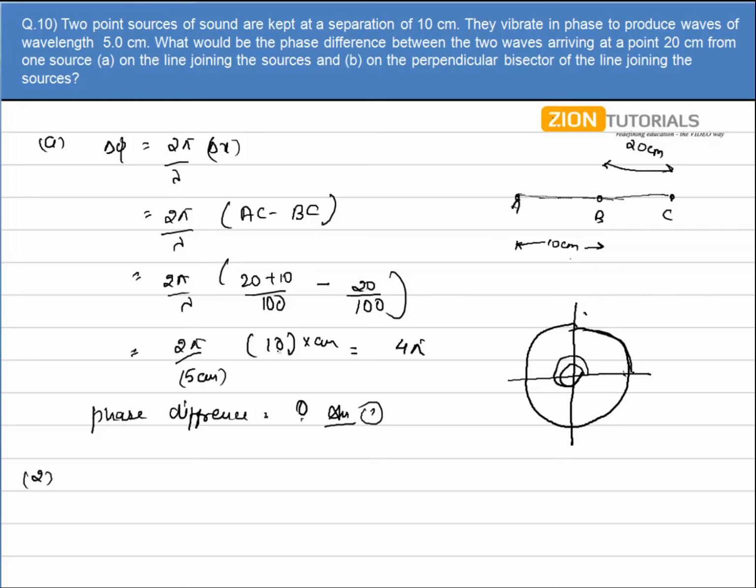Similarly, for the second part, if the point C lies on the perpendicular bisector of AB, let's say this is my point C, and this distance is 20 centimeter. Now in this case, again, the phase difference will be given by 2 pi by lambda into path difference. Now path difference will be given by AC minus BC, as I wrote over here. Now as the point C is on the perpendicular bisector, what does it mean? It means AC is equal to BC. So automatically the phase difference comes out to be 0. That is the answer.